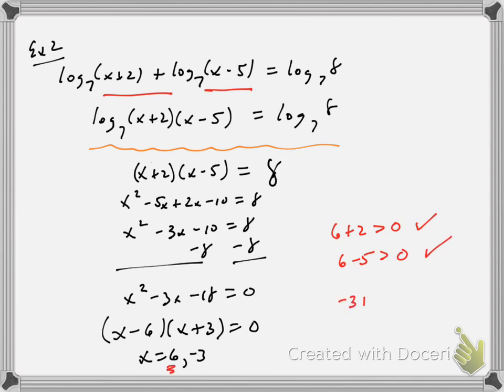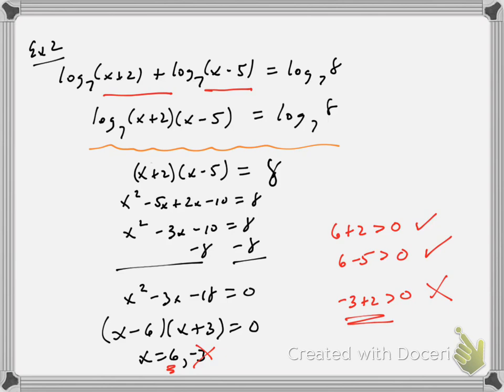But if I do negative 3 plus 2, is that greater than 0? No. So I have to toss this. Not because negative 3 is bad there. It's because when I put it back in, I still got a number that was negative or 0. So you have to check it, and I can promise you there'll be a problem sometime where they're both negative or they're both positive, and one will work and the other one won't, and you need to check it.